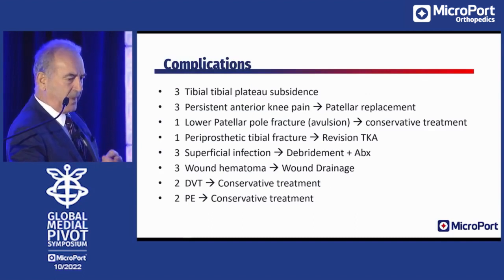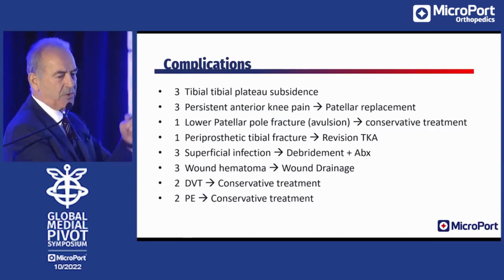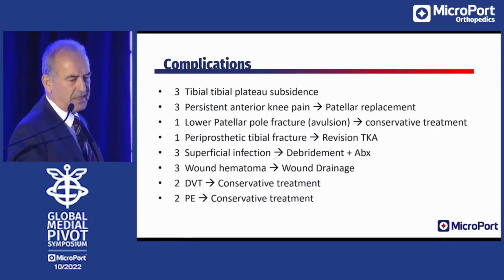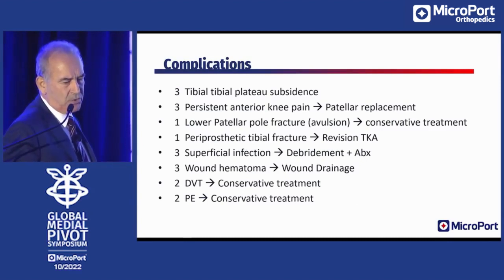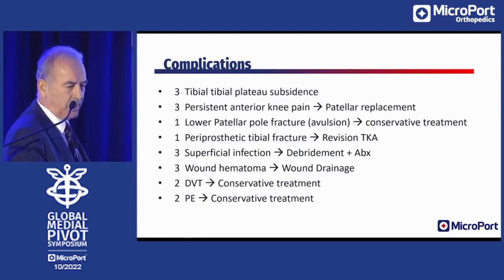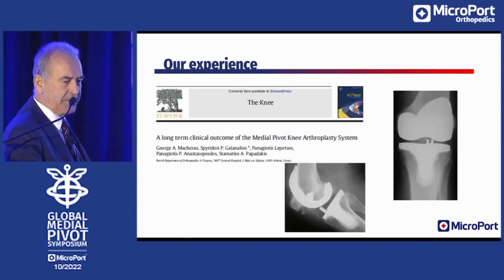So I mentioned about tibial subsidence, persistent anterior knee pain, one lower patellar pole fracture. It was kind of avulsion, conservative treatment. I'll show you the X-ray of that. Periprosthetic tibial fracture, superficial wound infection, wound hematomas, DVTs, and pulmonary embolism. That it was the kind of complications we had in this series. And we published our results.